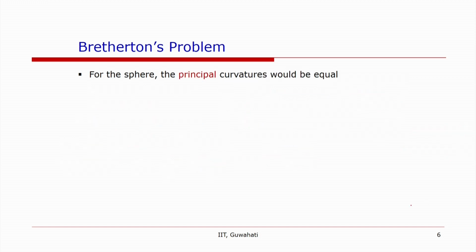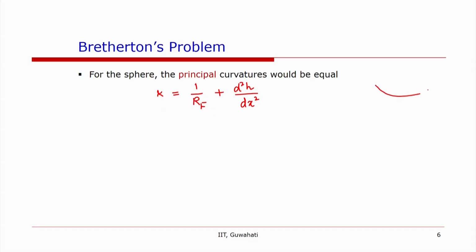Now in this place, as we said that there are two principal curvatures, we had written the curvature 1 over Rf, the first principal curvature, and the other principal curvature was d2h over dx2. Now if this is a sphere, then for a sphere the curvature in this direction and the curvature in this direction, the two principal curvatures will be equal. So for a sphere the two principal curvatures are going to be equal.